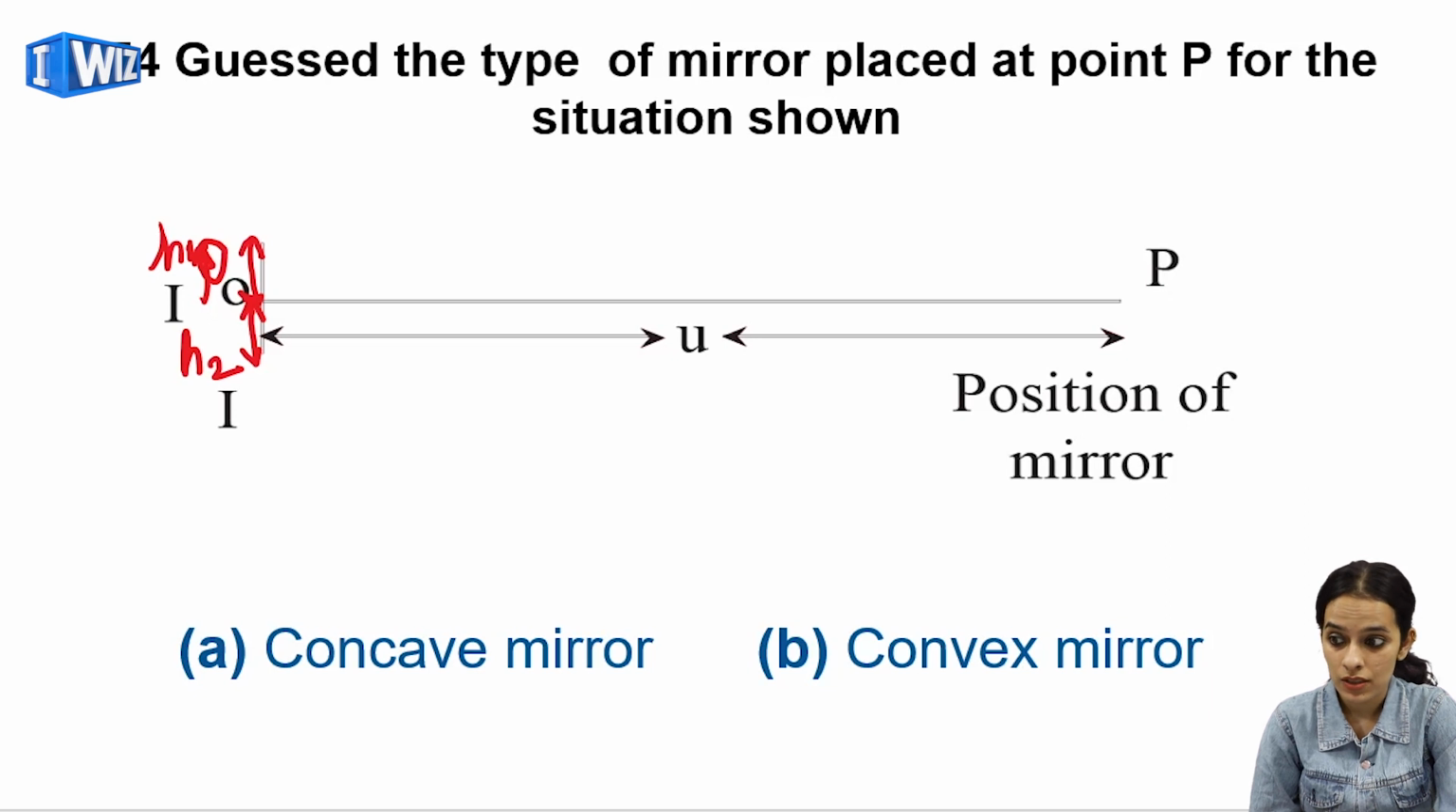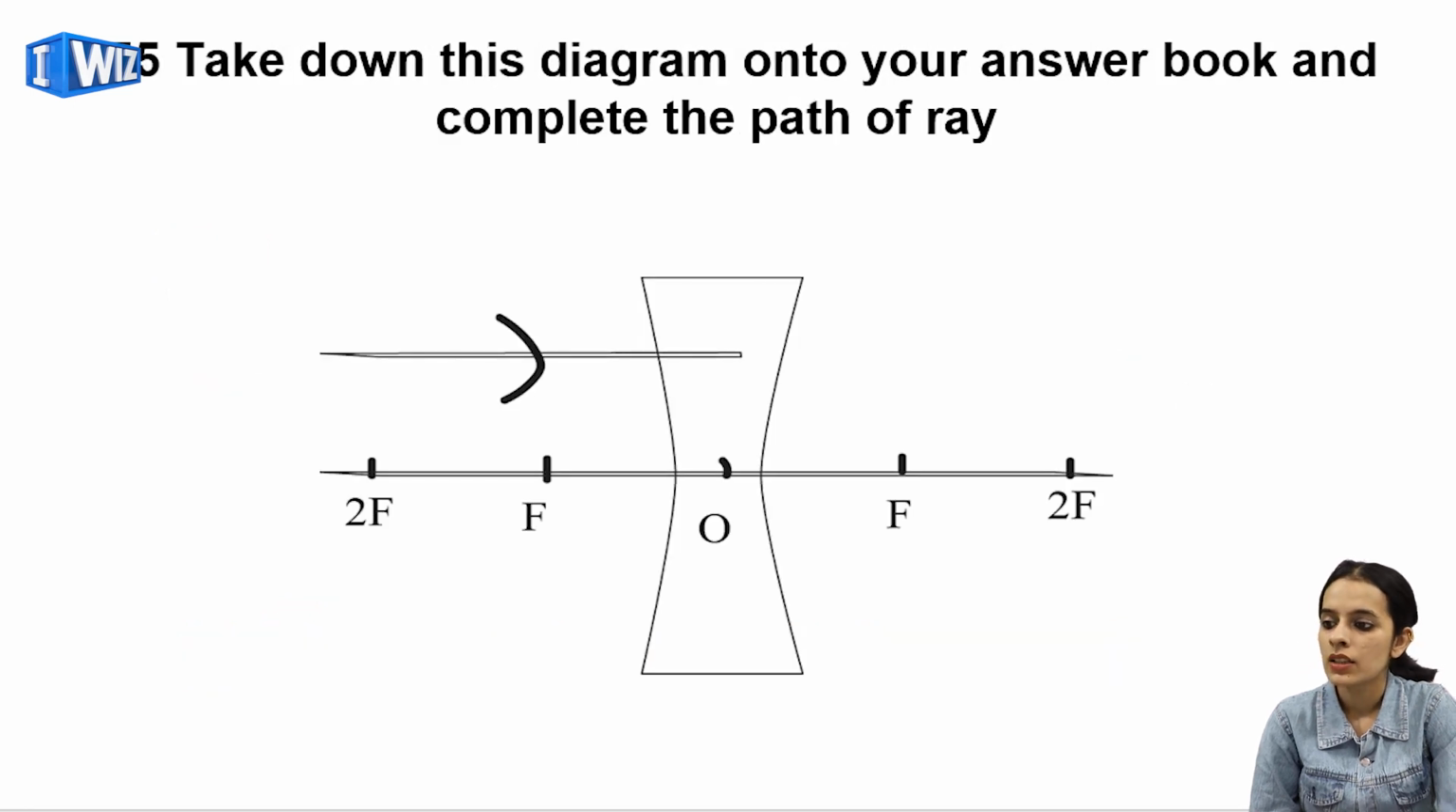Which type of mirror is it? You have to tell. Obviously, there is one case of a concave mirror where the object is placed at the center of curvature, and in that case the size of the object is equal to the size of the image. So which type of mirror is it? Concave mirror. Okay. Next. Take down this diagram onto your answer book and complete the path of the ray.